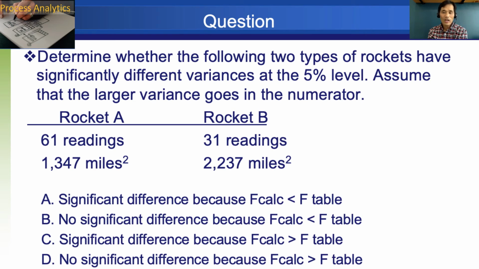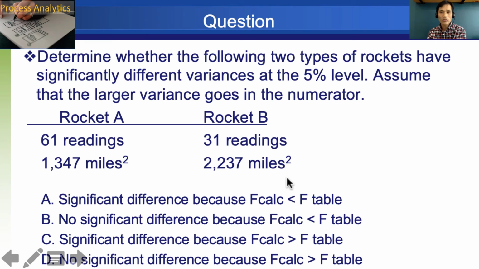The actual F value that you calculate is one variance over the other variance. So 2.237 is greater, so it goes to the numerator, and 1.347 goes to the denominator. And if you calculate that, it's going to be 1.66.